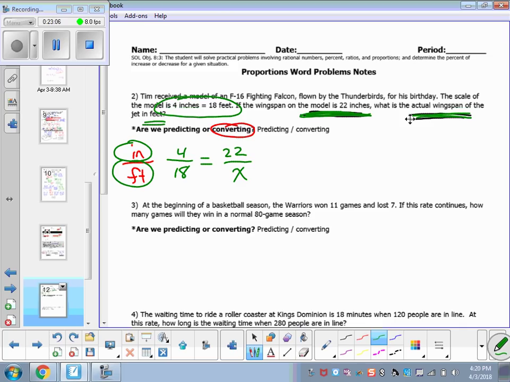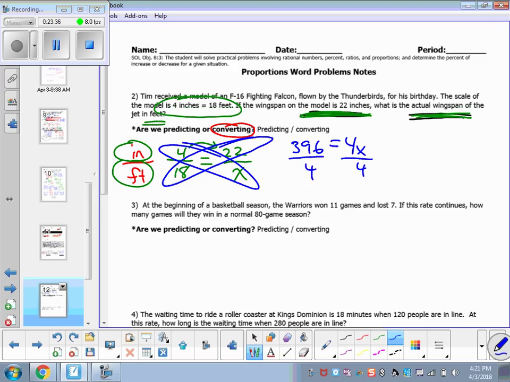Now again, you can cross multiply and divide. I personally do not see a scale factor. I don't see a scale factor. So in this situation, we're definitely going to cross multiply and divide. When I show my work for that, we're going to cross multiply 18 and 22. When we cross multiply 18 and 22, we get 396. Then we're going to multiply 4 times x, so we'll divide both sides by 4. And we're going to get 99.